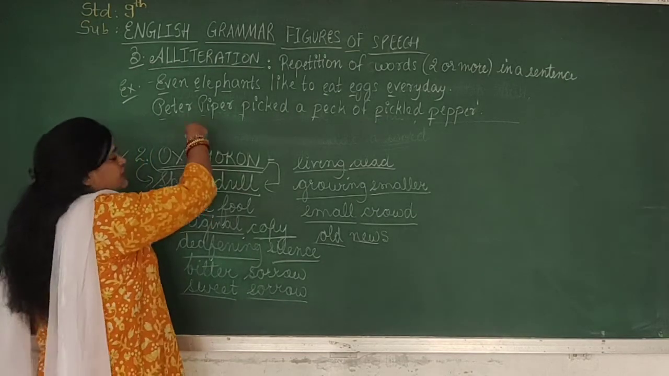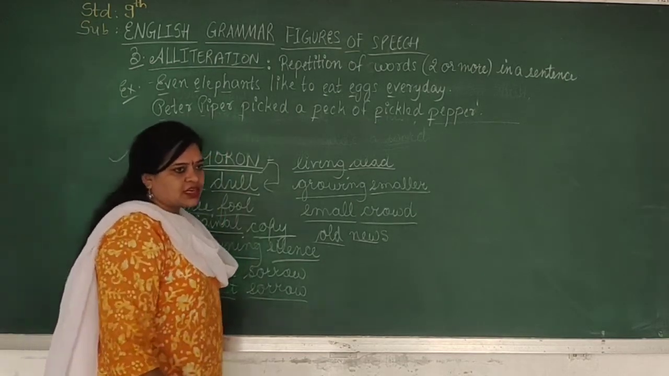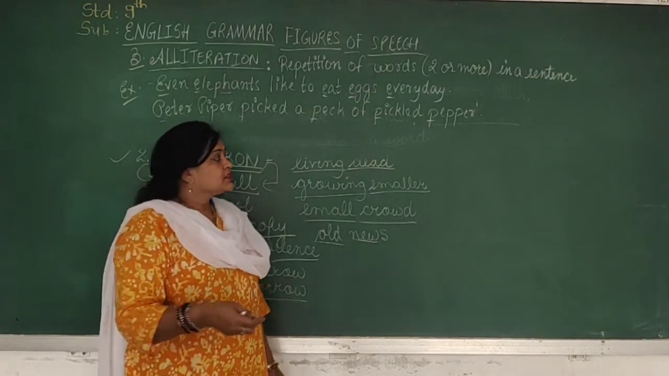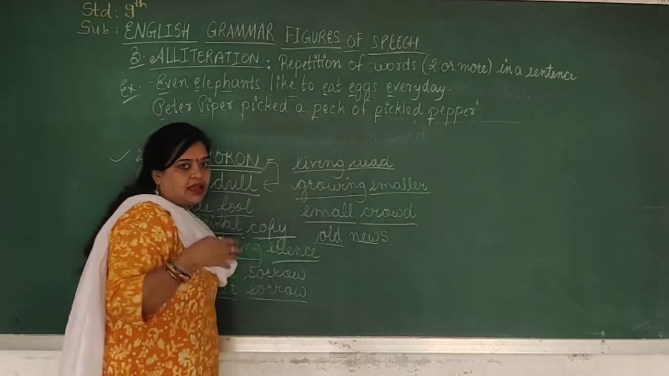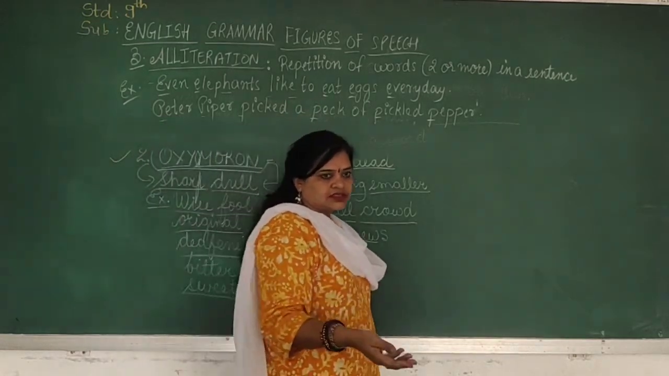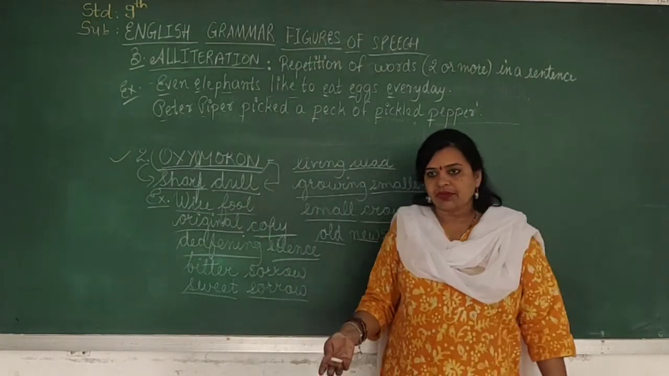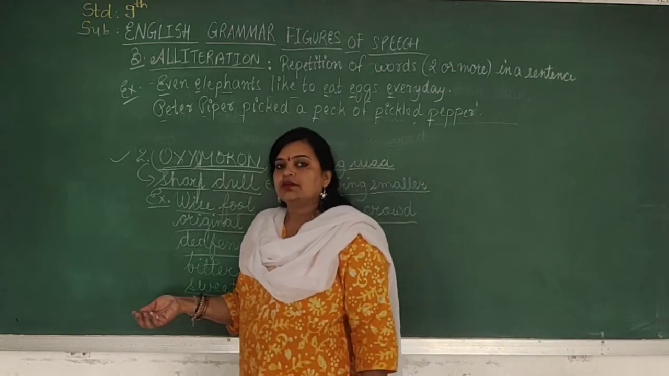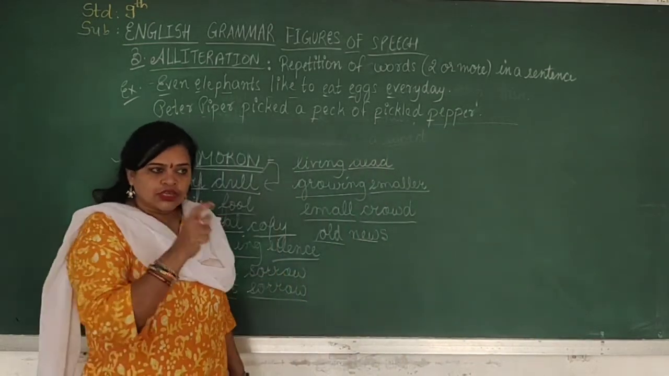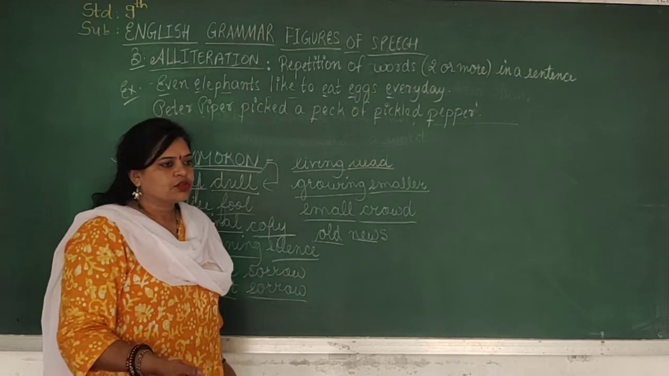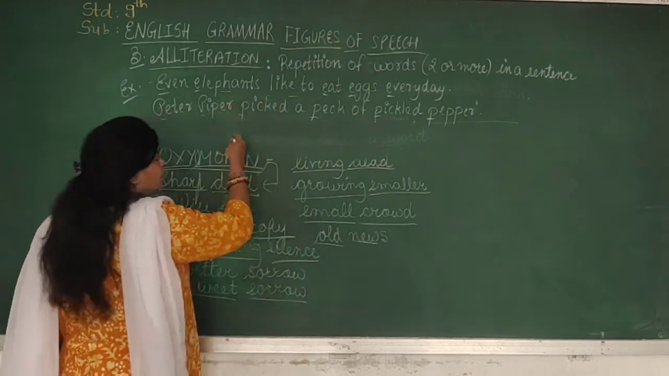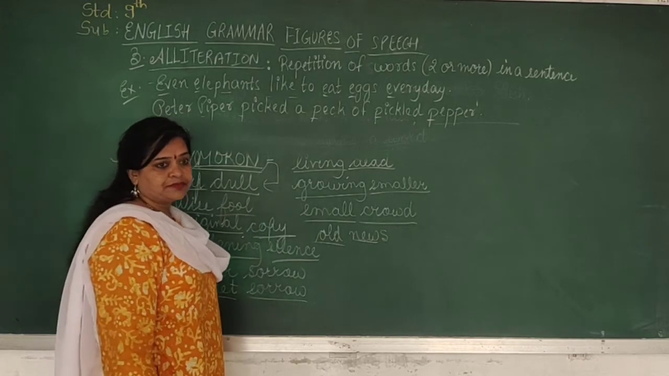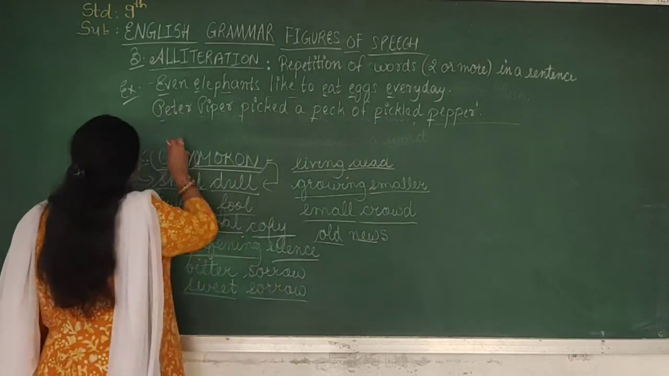Otherwise it has more details, also assonance and consonance. Sometimes the sounds are repeated, two alphabets or two vowel sounds are repeated. That is called assonance. And when the consonants are repeated, that is called consonance. But let us remain up to here. Let's try some more examples.